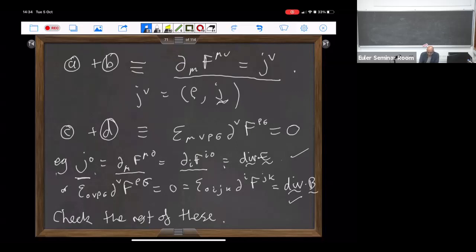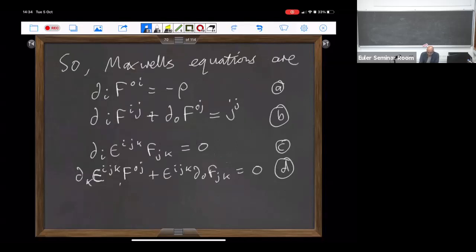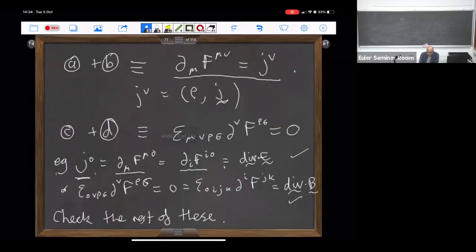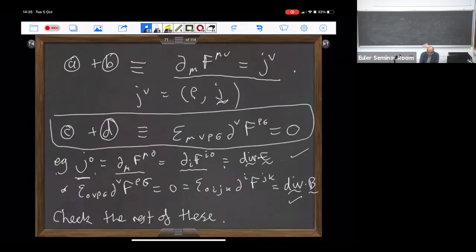Equations, the C and D equations come from this equation here. Might as well put a box around this one. So again, this has one free Lorentz label, which is mu.